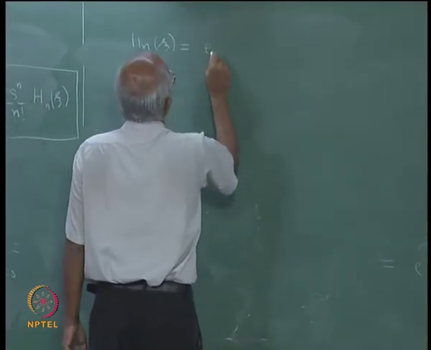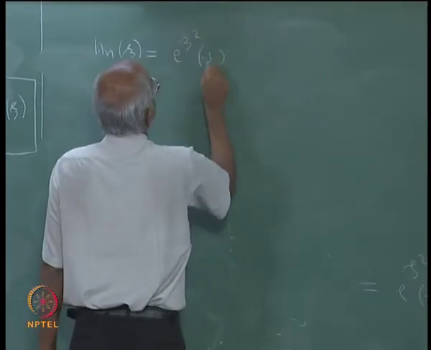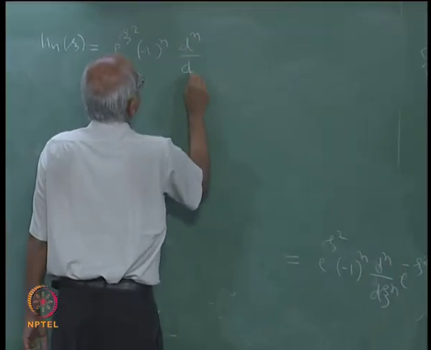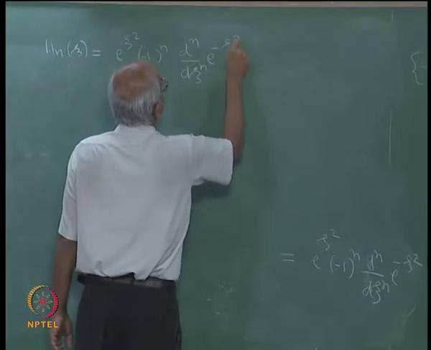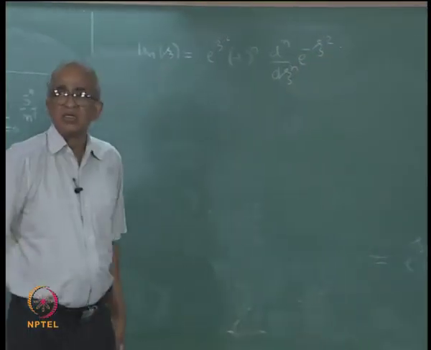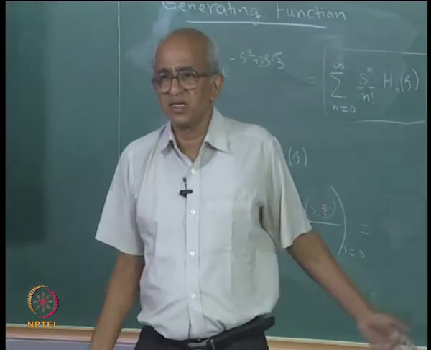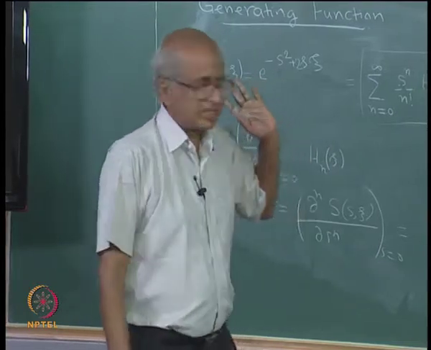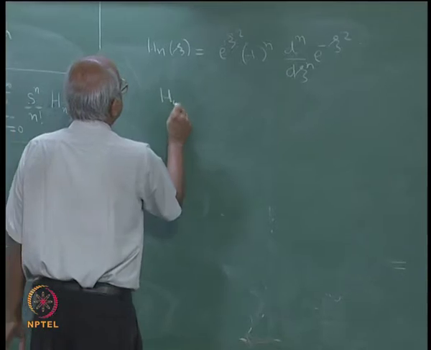Hn(c) is given by e to the power of c square, minus 1 to the power of n, d to the power of n by dx to the power of n, e to the power of minus c square. This is the formula that I can use. If you want any Hermite polynomial, I can evaluate it using this formula. And just to illustrate, suppose you think of H0.